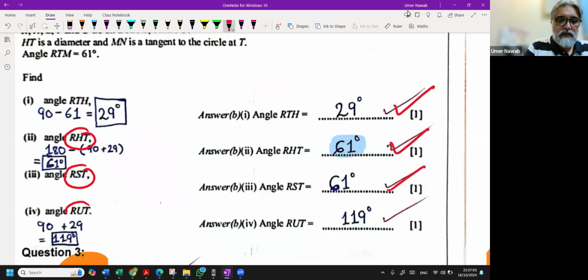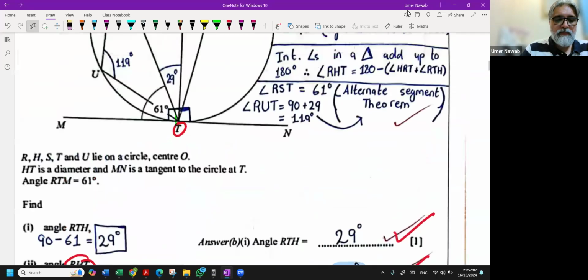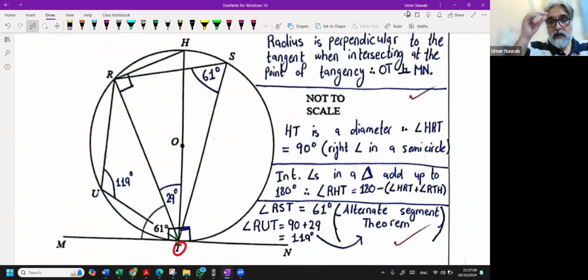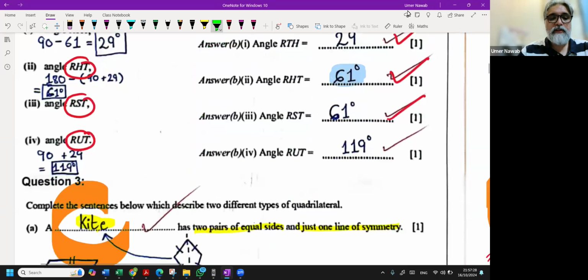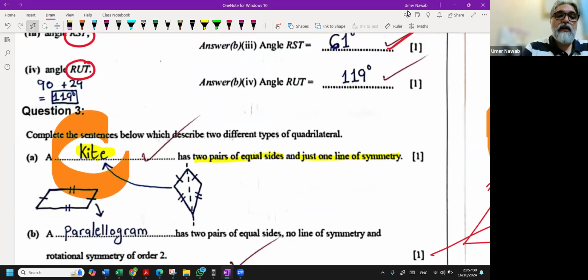Now let's come to RUT. Where is R? This is R, this is U, and this is T. Now he is going to use the cyclic quadrilateral property. Since I remember this is 61, the opposite angle is 119, which is a supplement to 61. So I hope I have discussed each and everything in this particular question number 2.